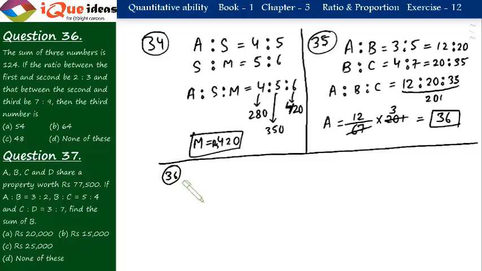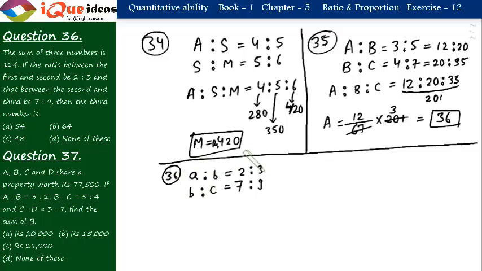Now let's take question number 36. It says the sum of three numbers is 124. The ratio between the first and the second number is 2 is to 3. So let's say the first number is A, second number is B. So A is to B is 2 is to 3. Alright. And then it says the second and third, let's say B is to C, is 7 is to 9. Again, we have to combine the ratios.